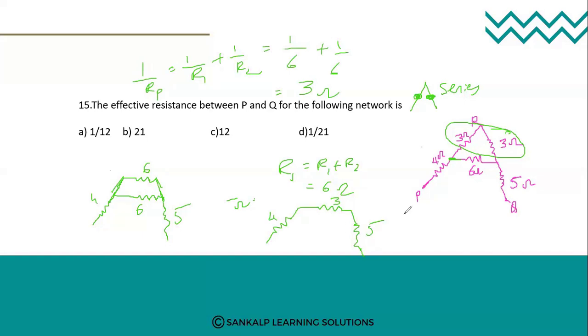Now you can apply all series combinations. So 4 plus 3 plus 5 is equal to 12 ohm. Option C is the answer. So many students have got the answer, option C. You can copy down. We will go for the next question.